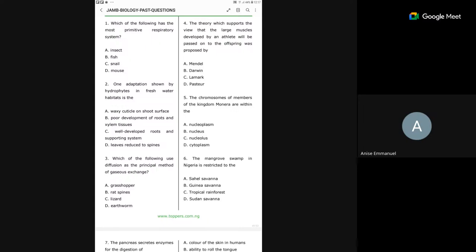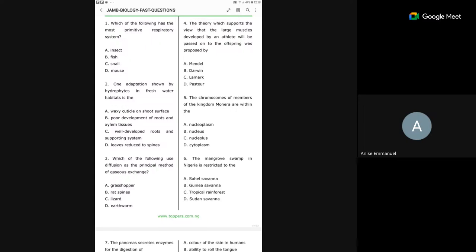Out of these organisms, we're going to classify them based on evolution. The most advanced among them would be the one that has what? A backbone. That's a vertebrate. We have two vertebrates among them, and we have two invertebrates. So talking about primitiveness, we have to look towards the invertebrates, because those animals that have backbones are more advanced than those that don't. So mouse and fish are both advanced, so they are not primitive. So they shouldn't have a primitive respiratory system.